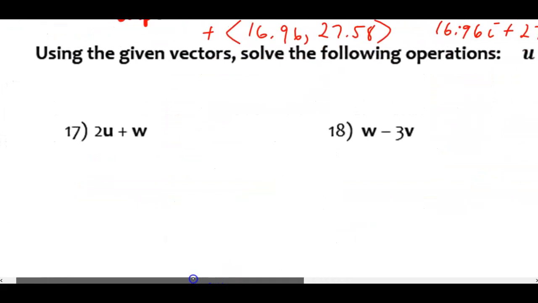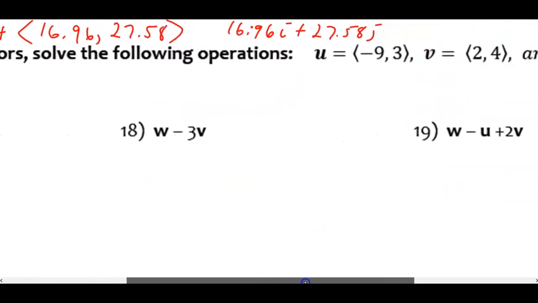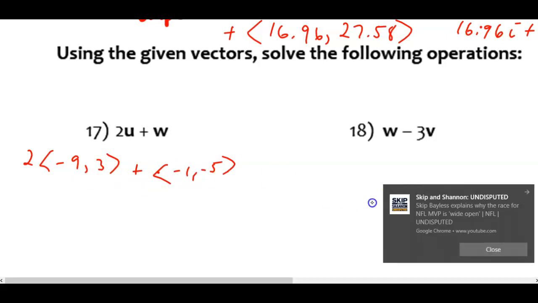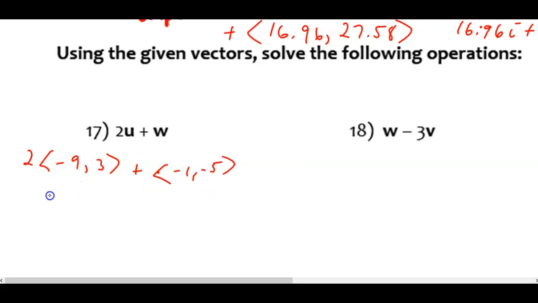Alright, use the vectors to solve the following given operations. So 2u plus w is going to be 2 times -9, 3 plus -1, -5. What we do right here is distribute that 2. Now we add -18 plus -1, which is -19, and 6 plus -5 is 1.